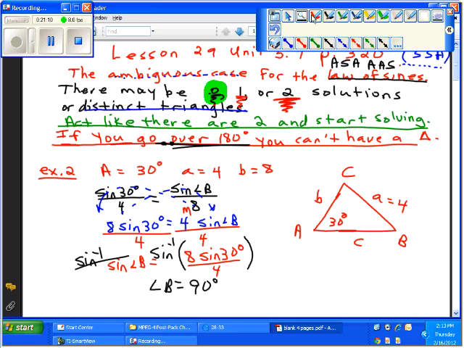Okay, let's see where we're at. We've got angle A equal 30 degrees. We've got angle B is equal to 90 degrees. Did we go over 180? No, we did not. 90 plus 30 is 120. 180 minus 120 is 60. So there was enough room for angle C. So far we have one solution, but there might be another one.